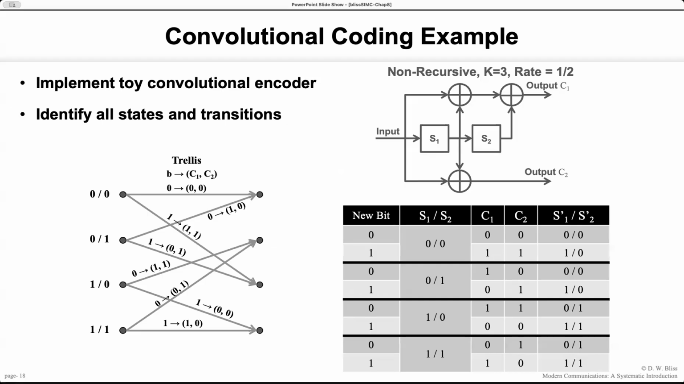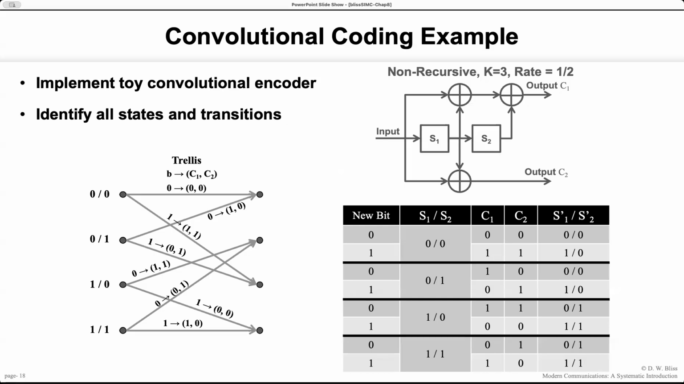Sorry, the second memory block is 0. But we have a 1 coming into it, so 1 plus 0 is 1. So output is 1. Similarly, we go memory S1 is 1. Input is 0. 1 plus 0 is 1. So output C2 is also a 1.